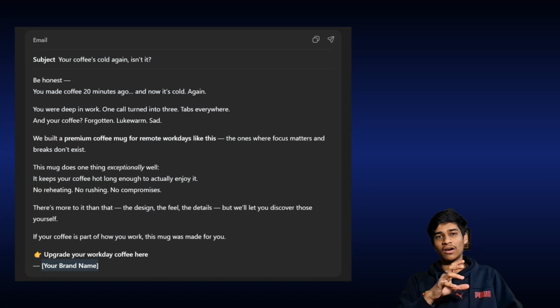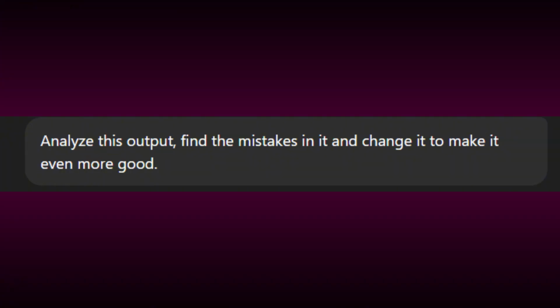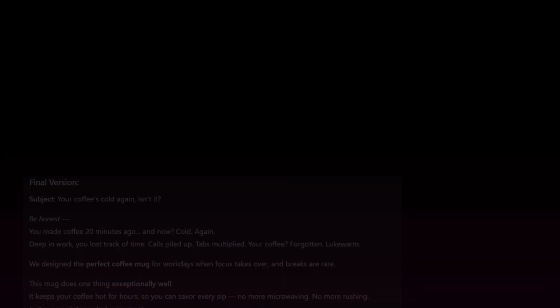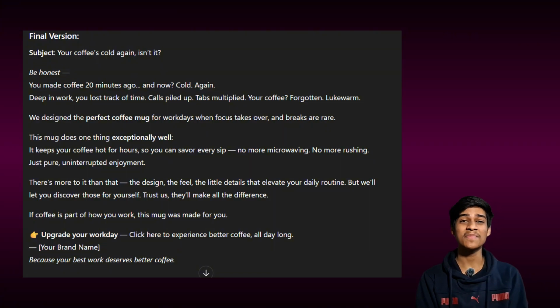So to explain this technique, I'm going to use the output from the first technique. So this is the output that we got and it is pretty good. But now we can make it even better. So now we're going to give a prompt to GPT, that is analyze this output, find the mistakes in it and change it to make it even better. And we are not going to give this input only one time, but 3 times. Now there we go. This is some insane output after giving the same input 3 times.